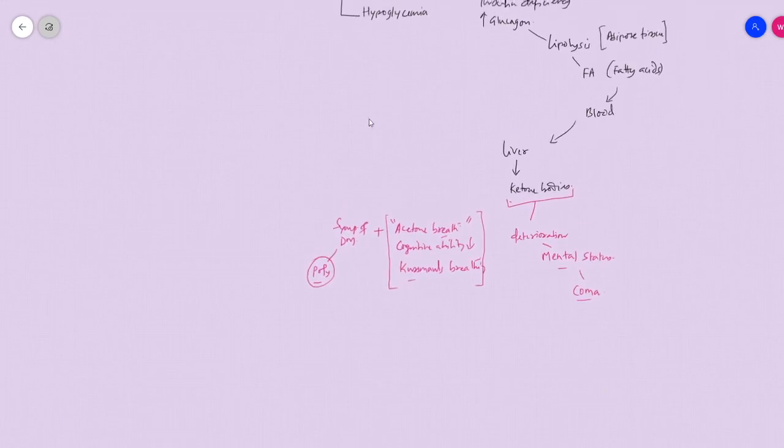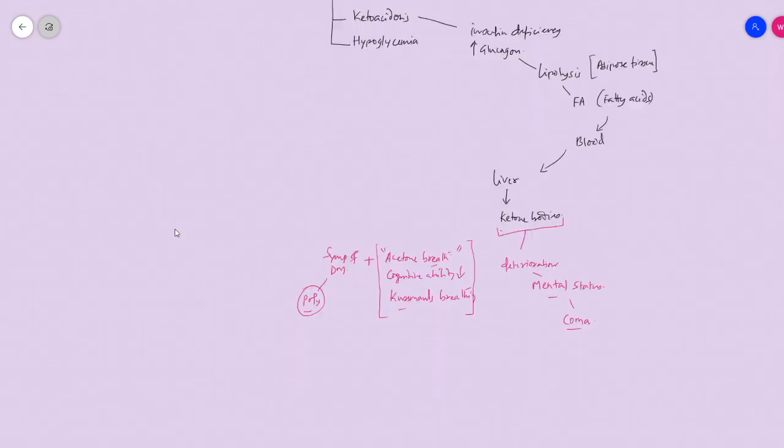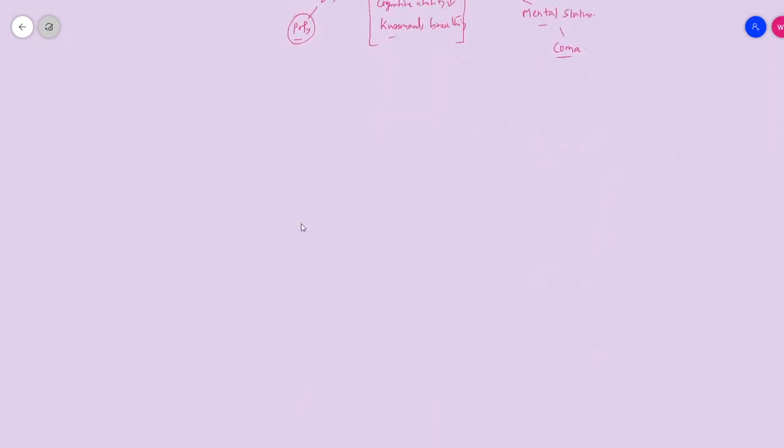So the thing to remember is if a patient is unable to go to a clinical facility immediately, the patient should be advised to drink lots of water. Ketone bodies are water soluble, so that's the idea. That is one of the most important acute complications of diabetes mellitus, the other being hypoglycemia. All this information came from clinical trials.